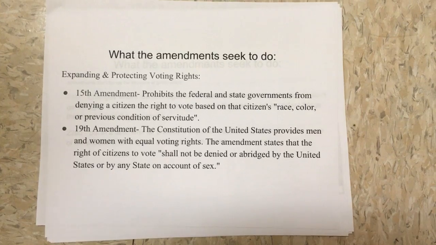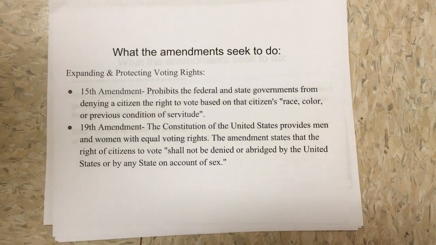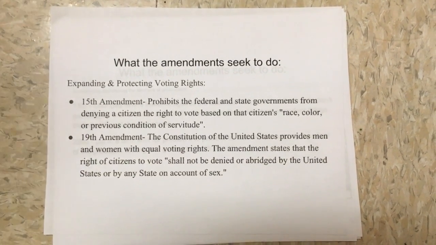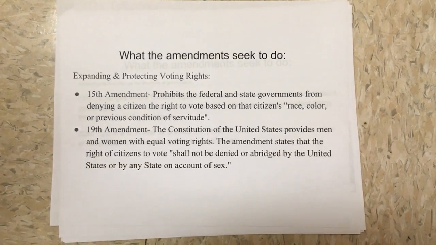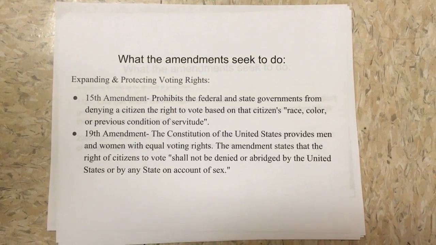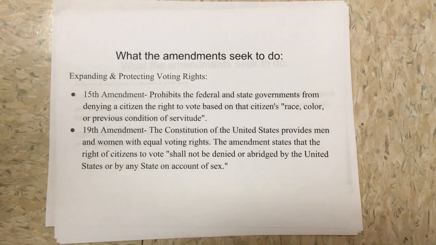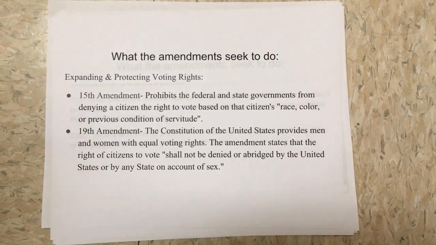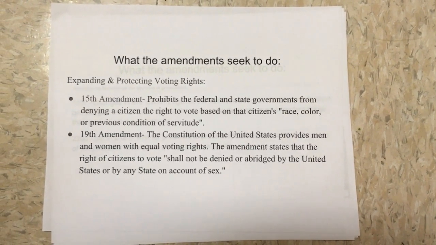Expanding and protecting voting rights. The 15th Amendment prohibits the federal and state government from denying a citizen the right to vote based on the citizen's race, color, or previous condition of servitude. The 19th Amendment of the Constitution of the United States provides men and women with equal voting rights. The amendment states that the right of citizens to vote should not be denied or abridged by the United States or by any state on account of sex.